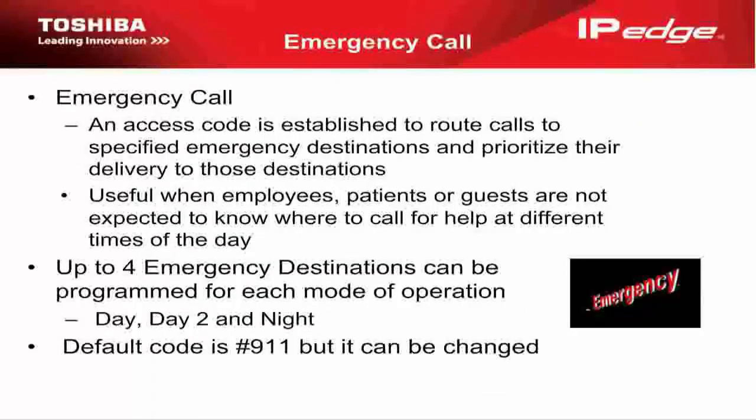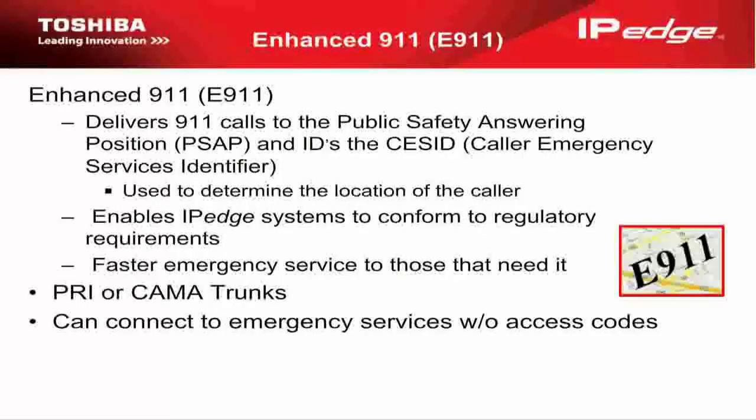An emergency call access code can be established to route calls to specific emergency destinations and to prioritize their delivery to those destinations. This is useful when employees, patients, or guests are not expected to know where to call for help at different times of the day. Up to 4 emergency destinations can be programmed for each mode of operation: day, day 2, and night. The default is pound 911, but is frequently changed to 911 to enhance E911 service.